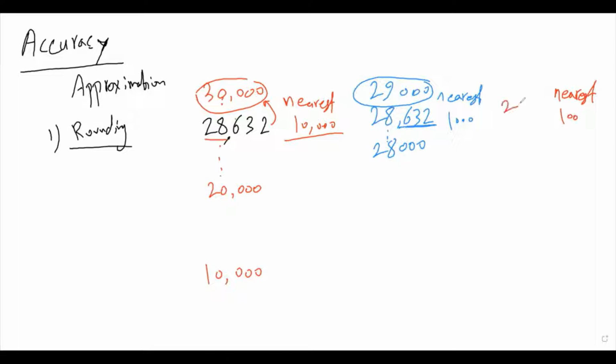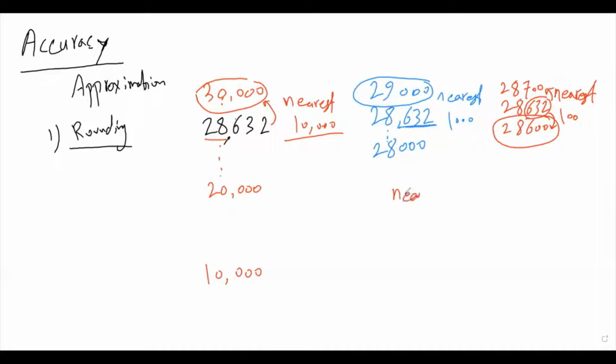So again, 28,632, that's our original number. The next 100 would be 28,700, right? This is 600 something. And the one before that is, of course, 600 itself. So is 632 closer to 700 or to 600? Well, the answer is, of course, 600. Am I right? So you would say 28,600.